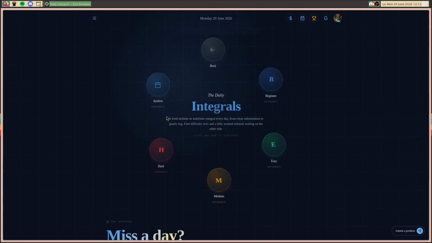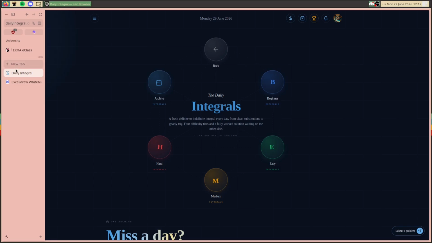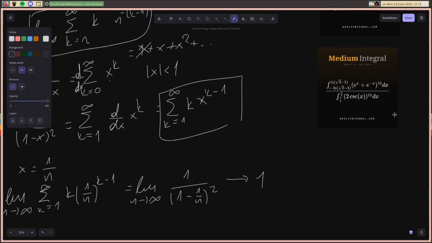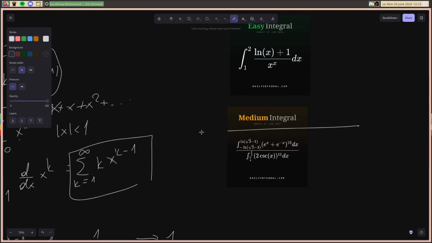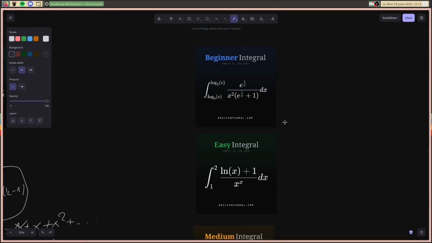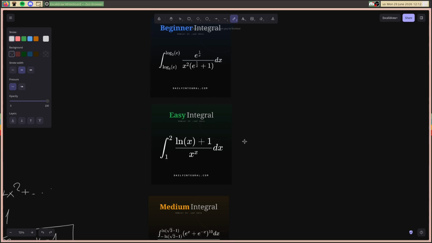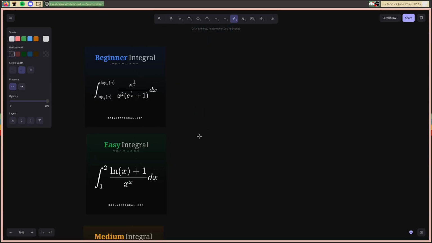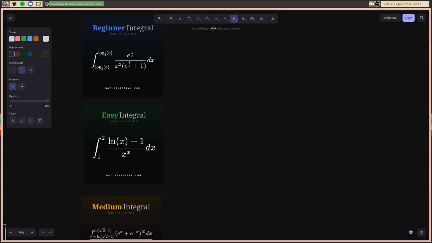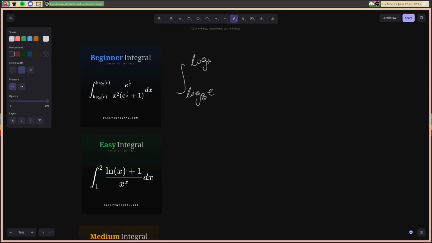Now, I've already done the hard integral, but we're going to start with the beginner integral and go down from there. And I did the hard integral first because it's actually a really hard one today, so it's going to take us a while. So let's start with the beginner integral, which is one of the hardest beginner integrals I've seen. So this is the log base 8 of e to the log base 2 of e to the 1 over x squared e to the 1 over x plus 1 dx.